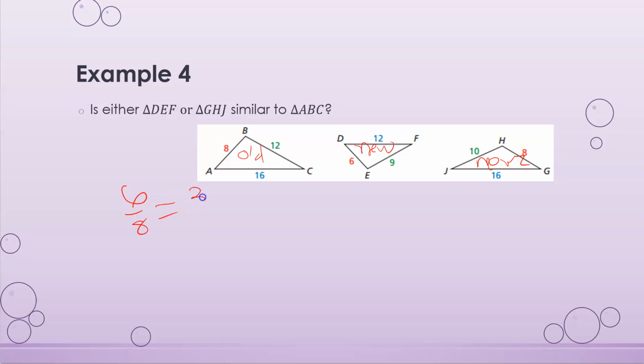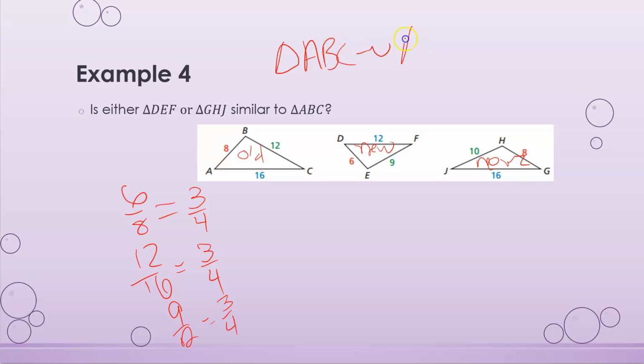That gives me 3 over 4. And then I'm going to do 12 to 16. If I divide those both by 4, I get 3 over 4 again. Then I have 9 over 12, which also gives me 3 over 4. So I have that triangle ABC is similar to triangle DEF.